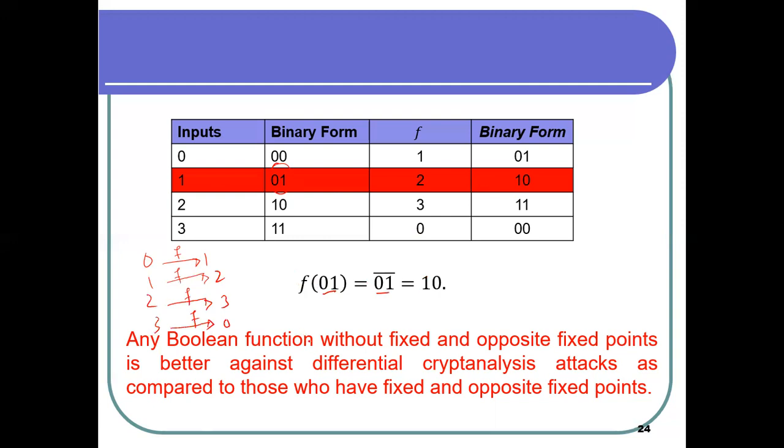Any Boolean function without fixed points and opposite fixed points is better against differential attack as compared to those having fixed and opposite fixed points. So these are some of the cryptographic properties of a good Boolean function. So let us take some other examples, like how to calculate the other cryptographic Boolean properties.